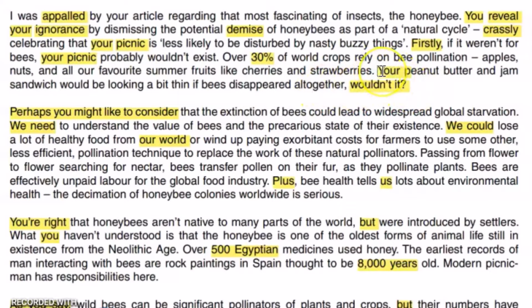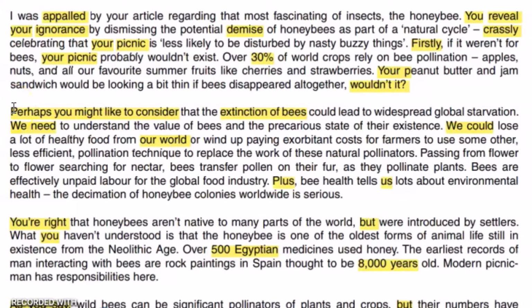Here, you're using the second person because you are directly talking to the writer of the article. And when you use a question tag, wouldn't it? A question tag is used for confirmation. When you are saying wouldn't it, it means you are asking the reader of your letter for confirmation, whether they are getting your point of view or not.